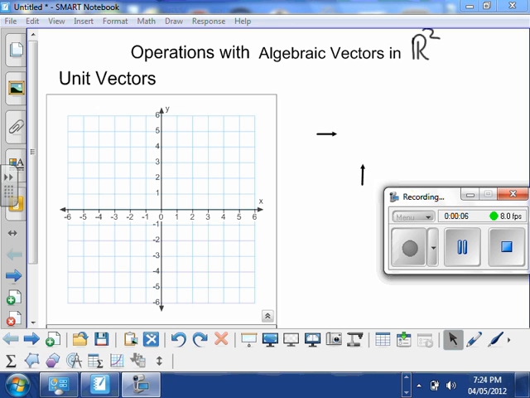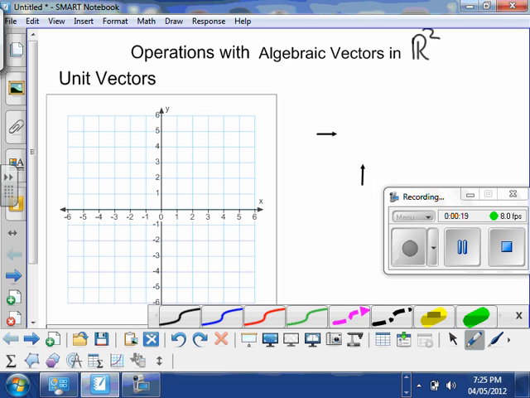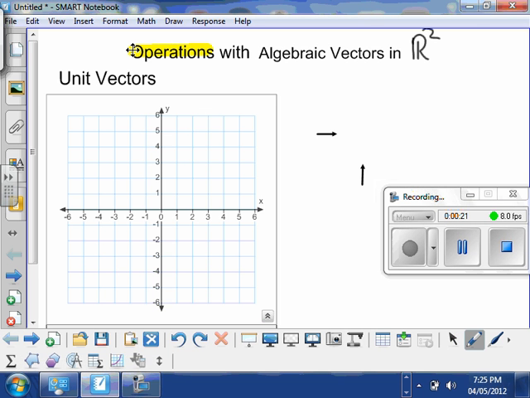Today we will be talking about operations with algebraic vectors in R squared. We define algebraic vectors. We know what they are. Now, the next logical step is to do operations. Guess what kind of operations we're going to perform with these algebraic vectors? We will do exactly what we did with geometric vectors. We will do addition and we will do multiplication by a scalar.